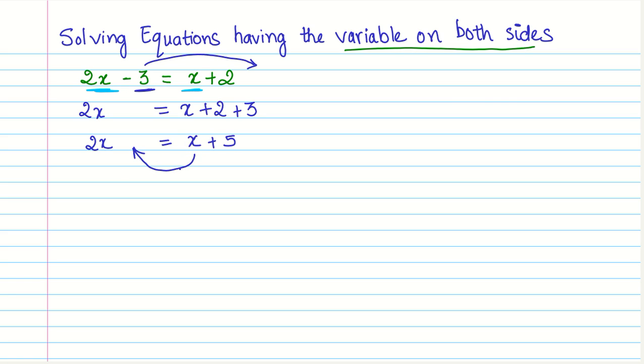So we transpose x from the right hand side to the left hand side, and the rule of transposing applies as well. So we will have the sign of x change. It becomes 2x minus x equals 5, and then I can do this subtraction. So we have x equals 5, and this is what gives you a solution.